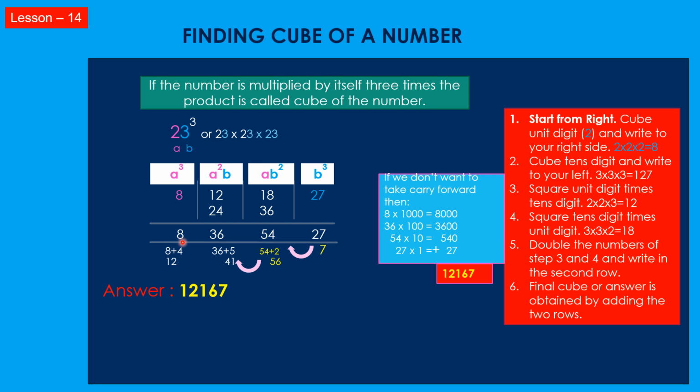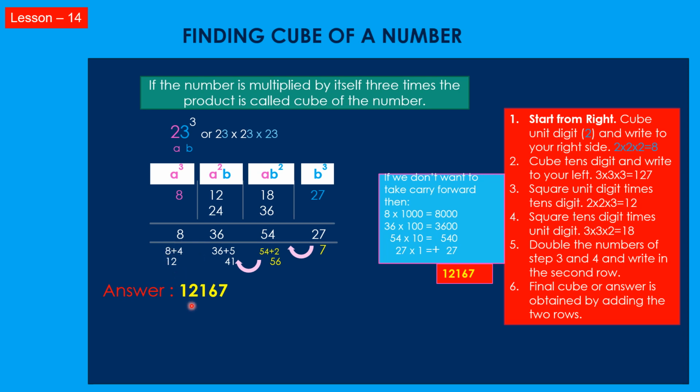Then in your final answer box, from 27, drop 7 in the answer box, 2 is carried forward to the next number 54. 54 plus 2 is 56. Again in 56, drop 6 in the answer box, and 5 is carried forward to the next number 36. 36 plus 5 is 41, and in 41, 1 you drop in the answer box, and 4 is carried forward to the next number 8. 8 plus 4 is 12, simply drop 12 in the answer box.